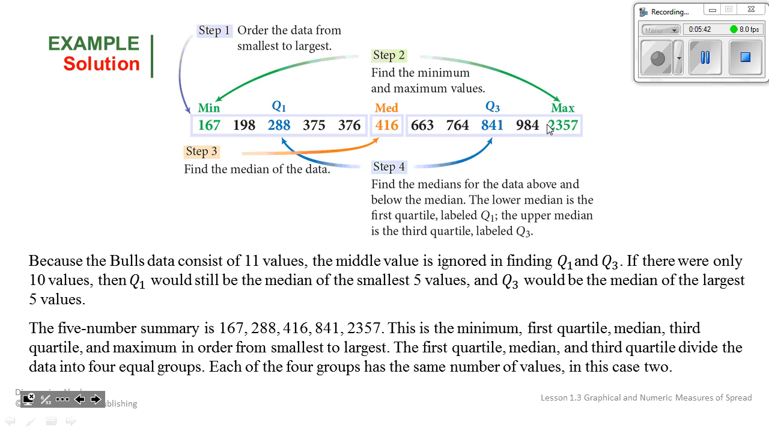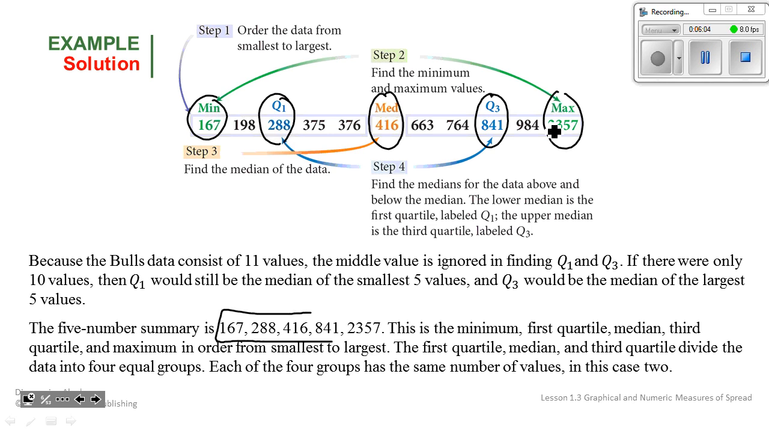Okay, so you can look at it this way as well. If you order your data from least to greatest: minimum, middle of the first half is quartile 1, median, middle of the second half is quartile 3, and maximum. There's our 5-number summary. So we would just say our 5-number summary are these values right here.